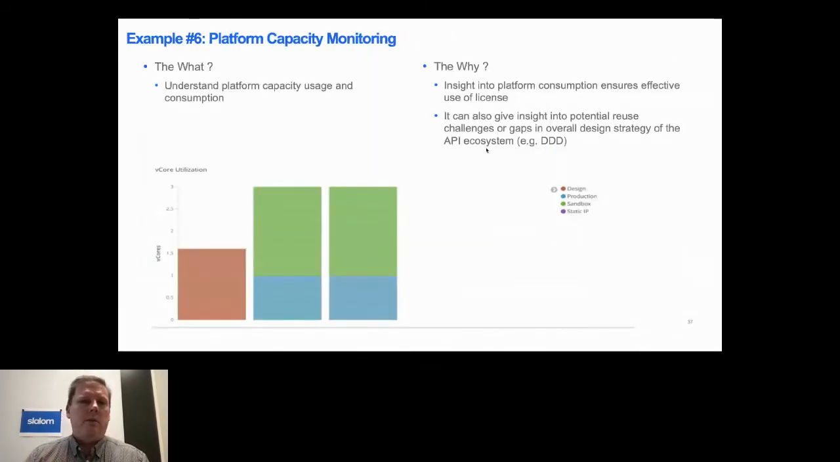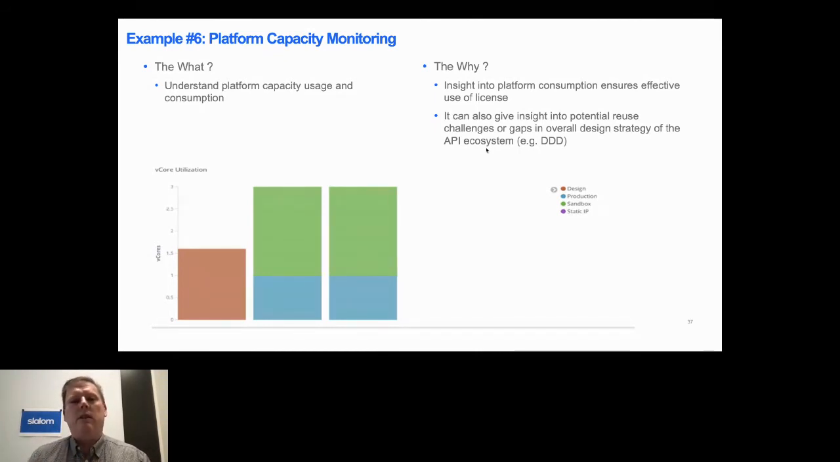Another really good example is platform capacity monitoring. So again, what are you trying to measure here? Well, one example is how much of the platform is being used in terms of vCores and other measures around capacity. Where is it being utilized? Where are my limits starting to be reached in different environments?